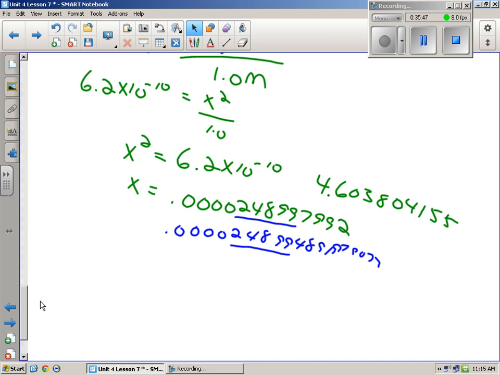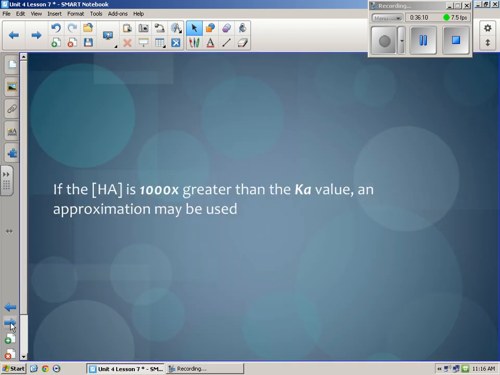Which way should you use? The easier one, because you don't have time to worry about quadratic formulas. I told you so you understand that it starts with I, C, and E. That's actually what's happening. So listen, you don't need to use the quadratic formula with one exception. And this has to hold true. If the acid concentration is 1,000 times larger than the Ka value, you can use the approximation. In other words, you can get rid of that minus X part.